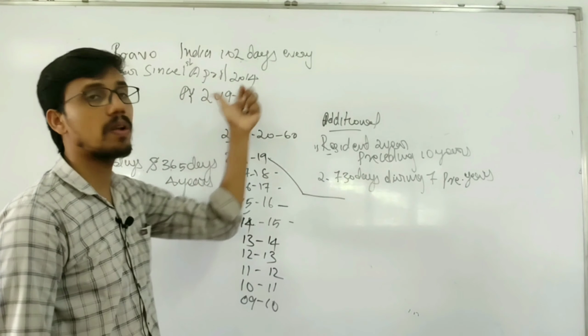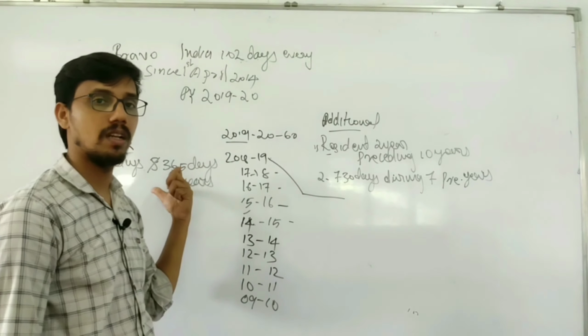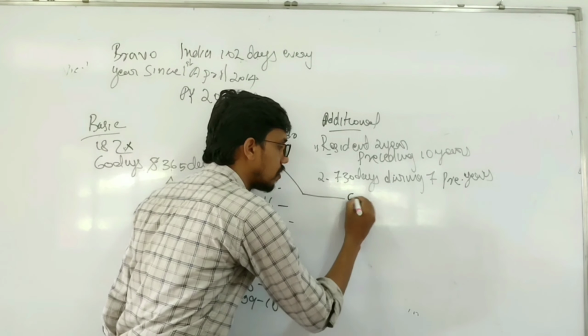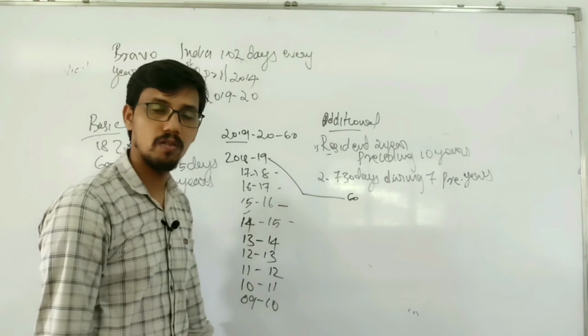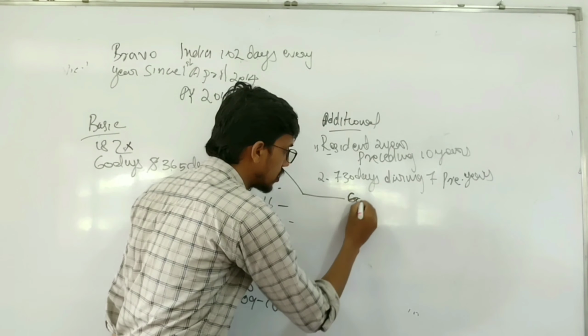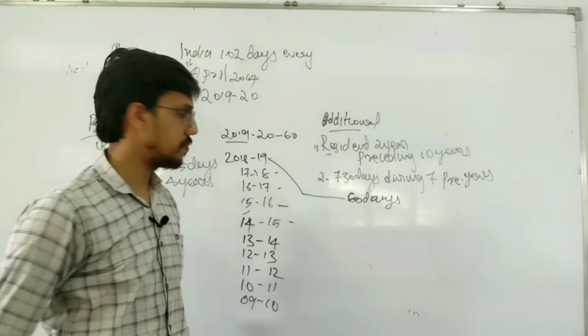As Bravo, every year Bravo stays in India for 1 or 2 days. So we have to go to the second condition of this basic condition. What is that? We have to check whether he was in India for 60 days. Yeah, he was in India for 60 days. Now 60 days, he was in India.